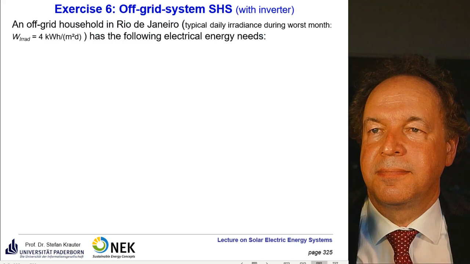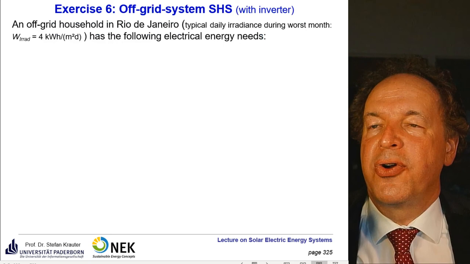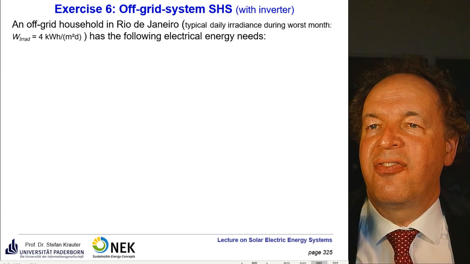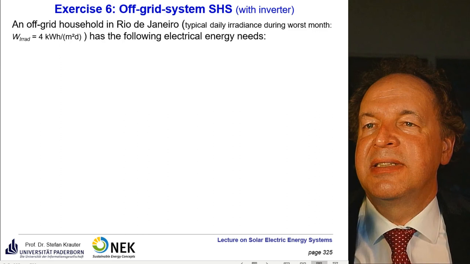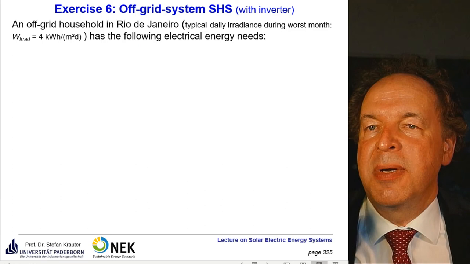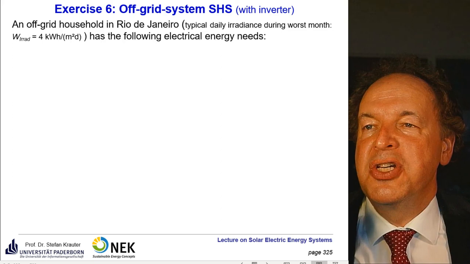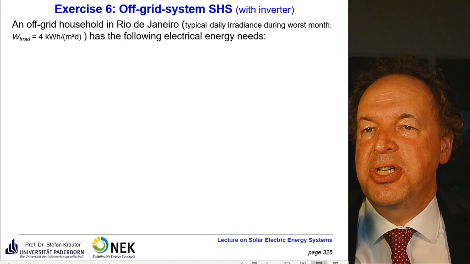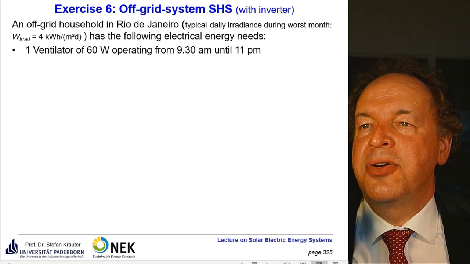So we come now to the exercise. First is to calculate an off-grid system. We have here a household in Rio de Janeiro, which has a typical daily irradiance during the worst month of the year, which is in June, July, because it's in the Southern Hemisphere, and it amounts to 4 kilowatt hour per square meter per day. For Germany, the irradiance at the worst month would be about 0.5 kilowatt hours per square meter per day. So this is quite good, almost 10 times as much as in Germany, or 8 times as much.